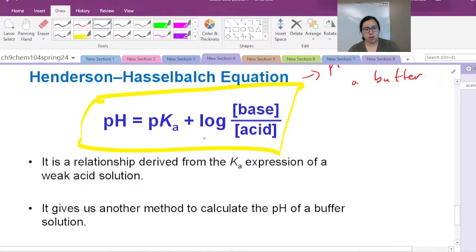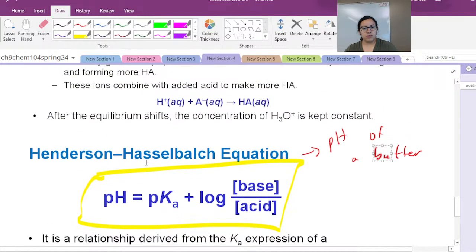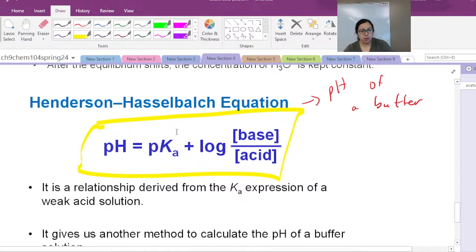And a couple of other things to note. I like the formula in this form: pH equals pKa plus the log of base over acid. And base, again, is A minus, acid is HA. But you might see a different form of this formula, and that's only because they put acid over base.